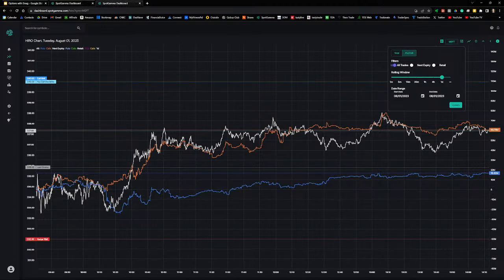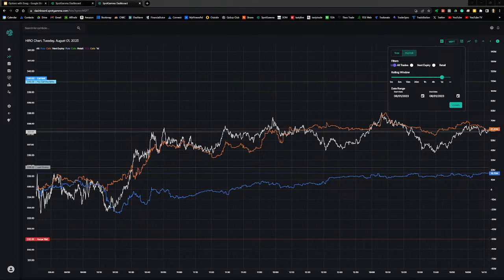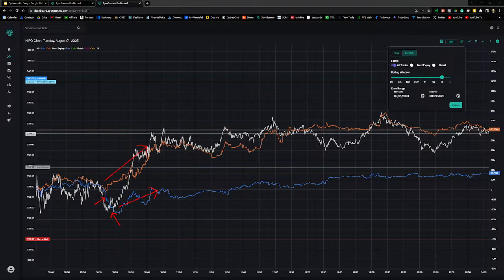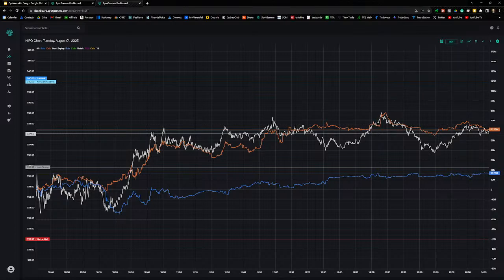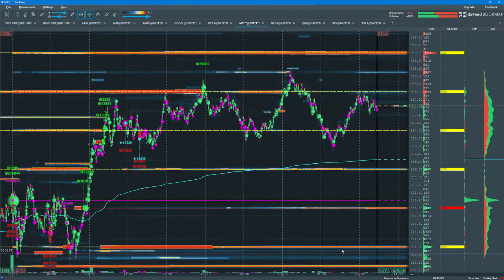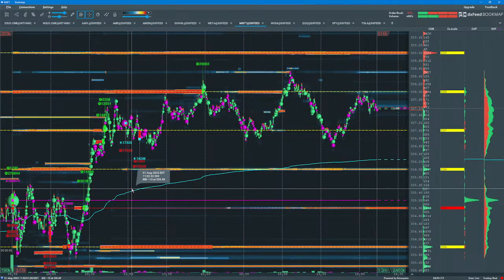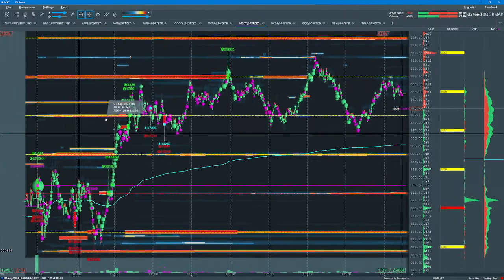And price reverses higher right around 1020 as traders stop buying puts, they start selling puts, and they resume buying calls, and price moves higher. Let's go take a look at Bookmap. So here's the reversal. Let's zoom in on this.